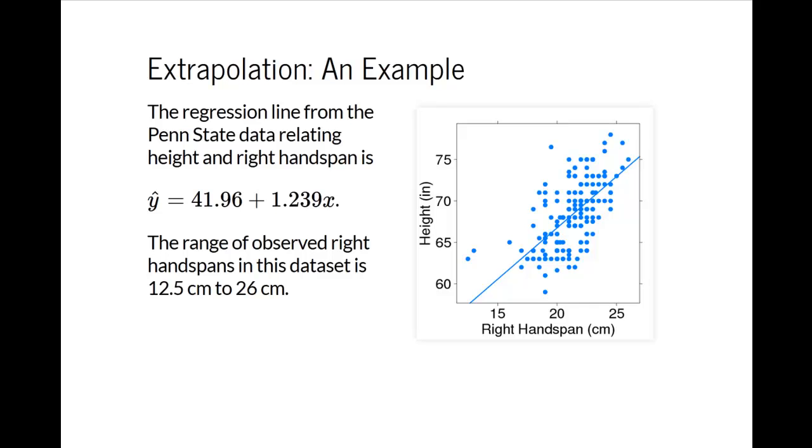We'll discuss extrapolation through an example that we've seen before. This is the scatter plot and regression line describing the relationship between right hand span and height using the Penn State 1 dataset. This regression line was computed using the Penn State data, which had subjects with right hand spans in the range of 12.5 centimeters to 26 centimeters. This can be seen by looking at the range of values along the x-axis.